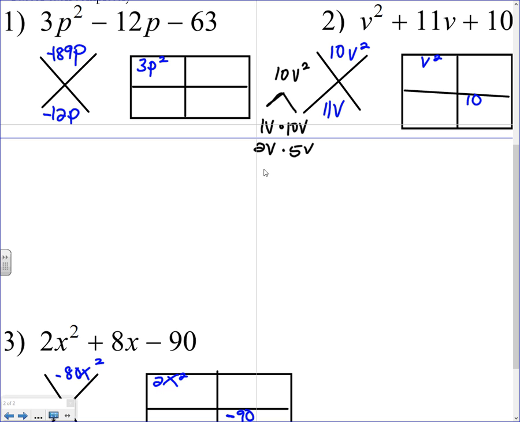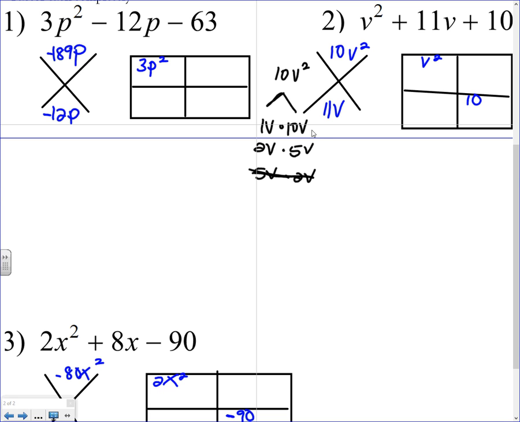3 does not work. 4 does not work. 4 times something will not give me 10. And 5 would work, 5b multiplied by 2b. Now, very important. Once you start repeating, I don't know if you recognize that these factors and these factors are the same. That's it. I'm done. I don't need that anymore. Now, can positive 1 times positive 10 give me positive 10b squared? Yes, this is right. They're positive.